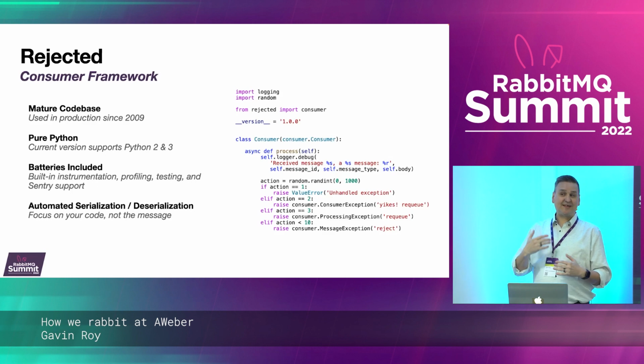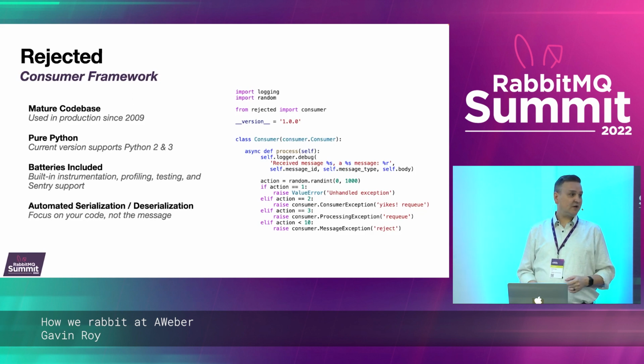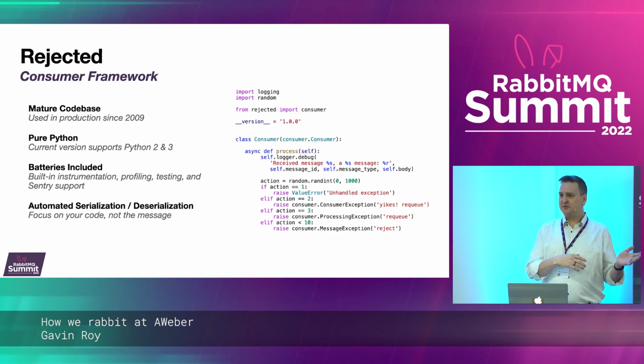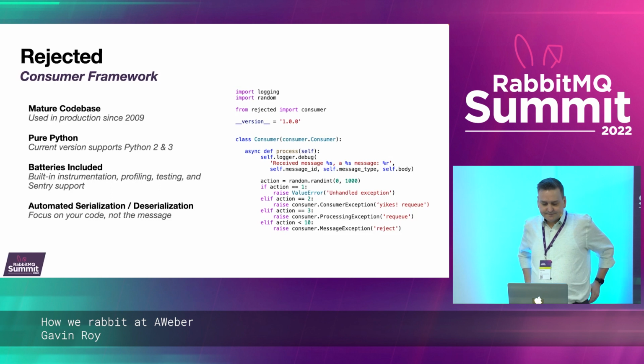So when somebody's actually writing a consumer application, they don't think about the Avro. They don't think about going to the schema repository and pulling it down. They just write their consumer application. They set the class attribute that says what type of messages they support, and they move on from there.